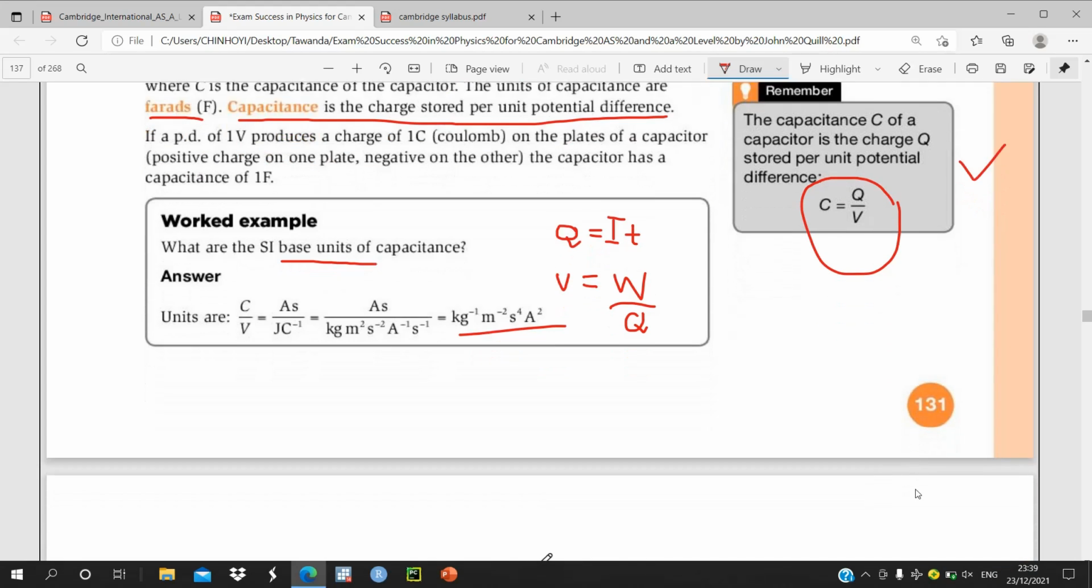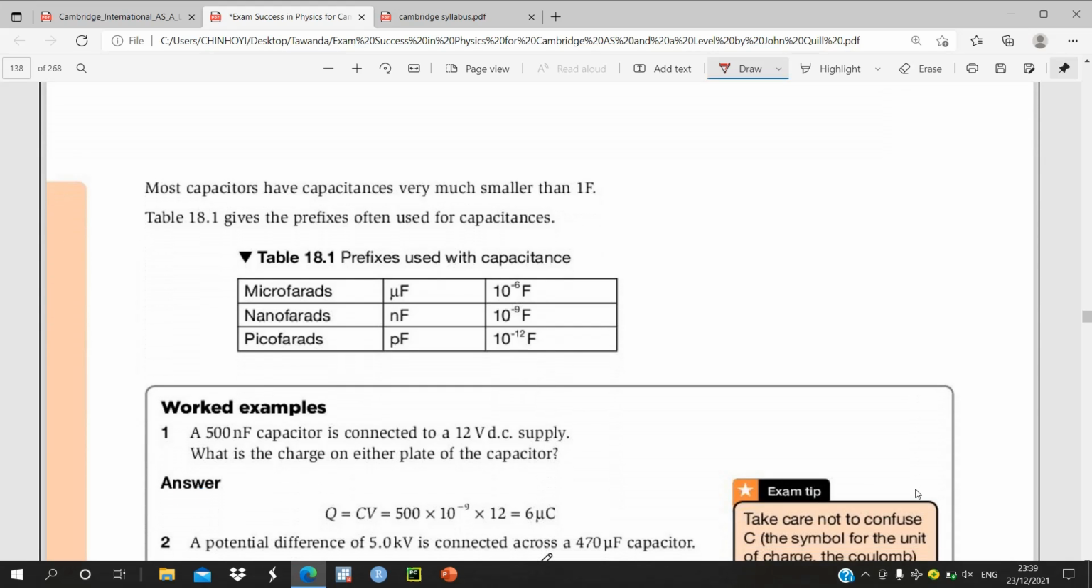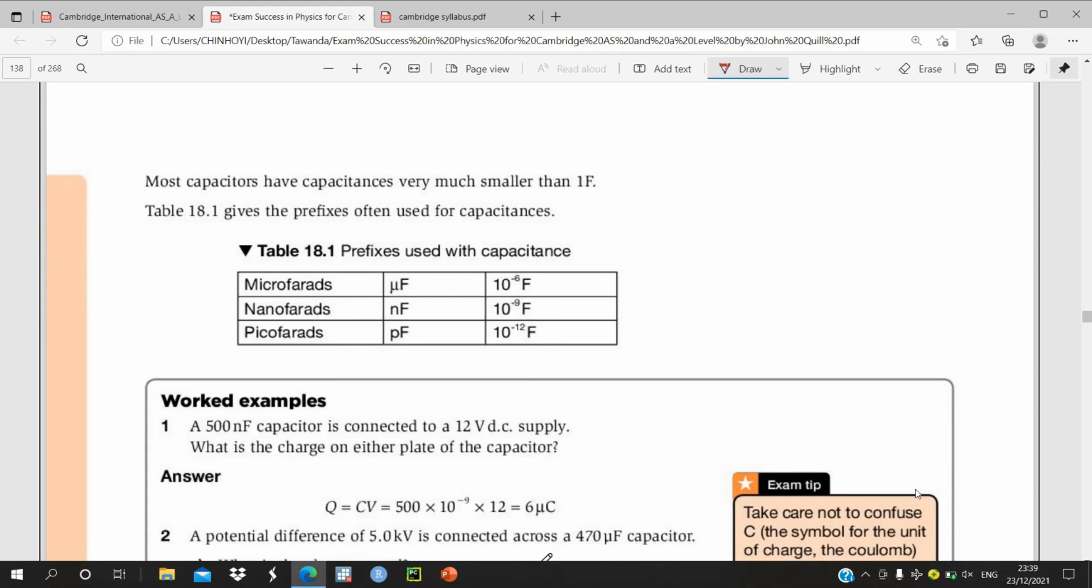Now moving on. Most capacitors have a capacitance that is very much smaller than 1 farad. So in this table, as you can see, we have microfarads, which are represented by this prefix, that is 10 to the power of minus 6 farads. We also have nanofarads with a prefix of n, that is 10 to the power of minus 9 farads. Then we have picofarads, that is 10 to the power of minus 12 farads.